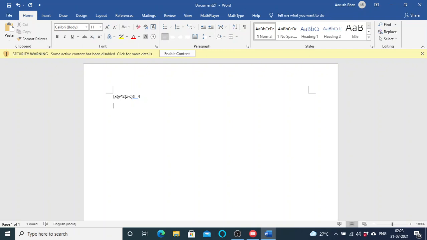So there's the x, which is multiplying with the y, and the y multiplies the whole bracket inside, z minus c, and then on the right hand side we have 4. So let's try to actually go over this.